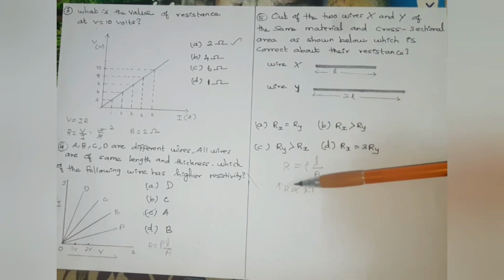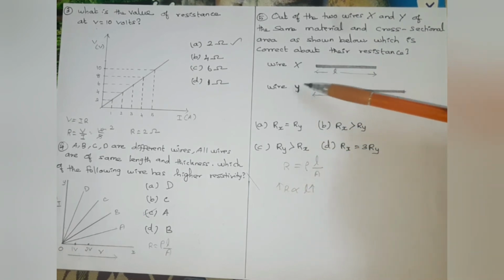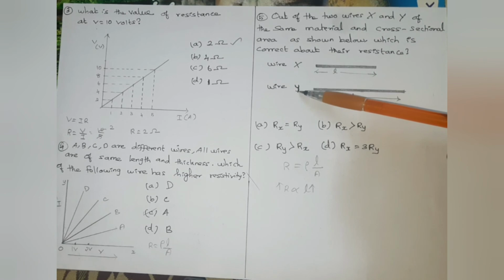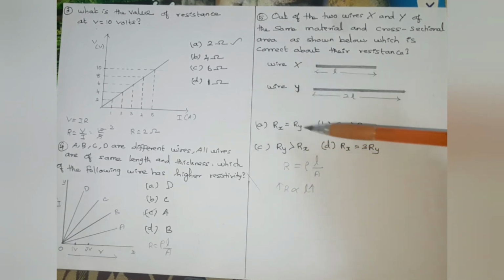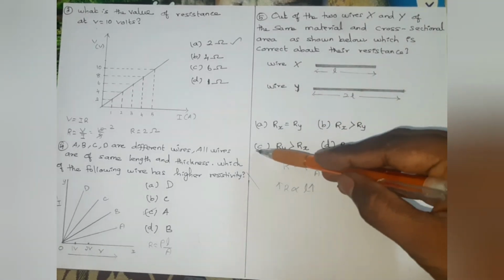So that means higher the length, higher will be the resistance. So by keeping this in mind, when we look at these 2 pictures, which is having higher length, Y material is having higher length, that means Ry will be greater than Rx. That's the correct answer. Then with respect to that, option C will be the correct answer.